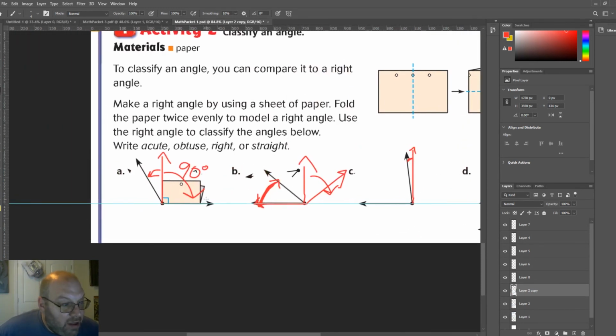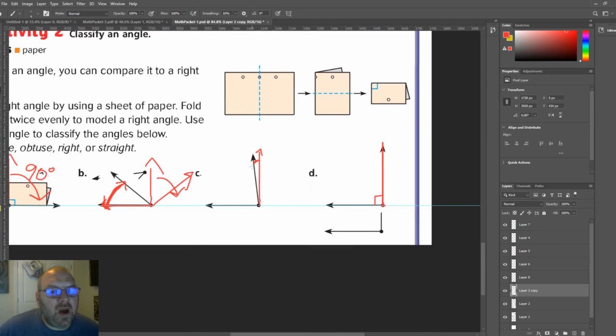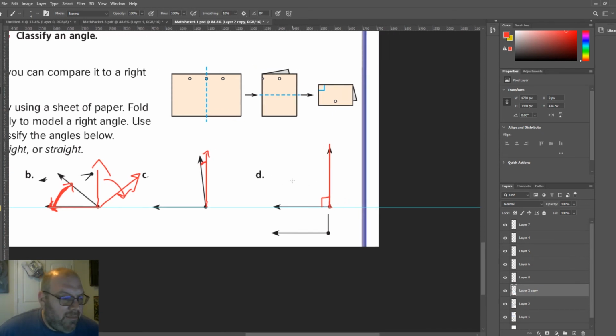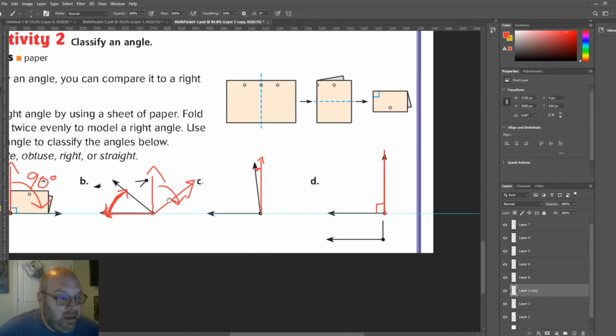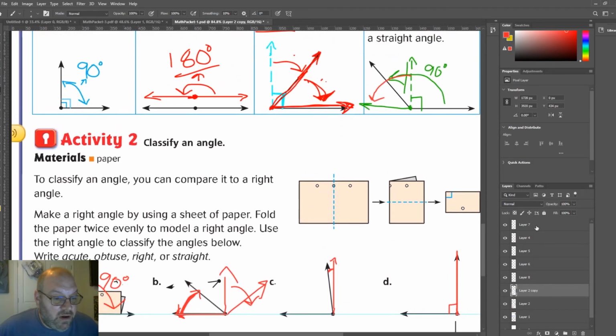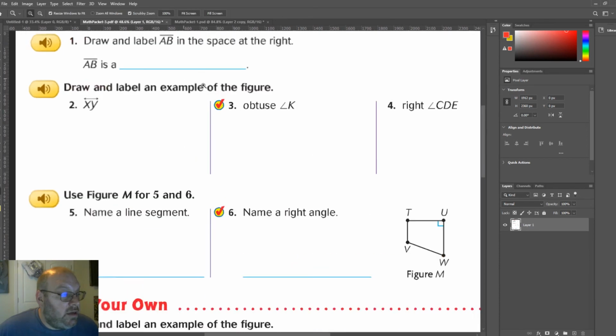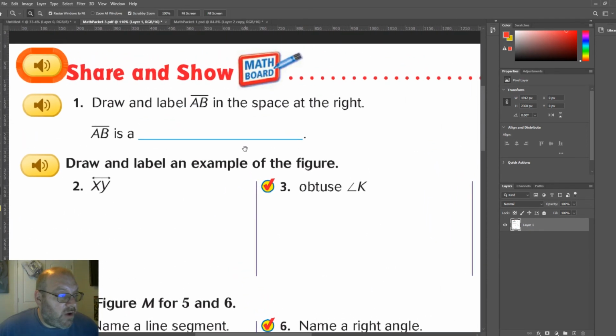We said A was obtuse. Okay? We said B was acute. We said C was also acute, although it's very close to being right. And D was a right angle. Okay? So that's everything we need to know for our assignment. Let me go over a couple of these really quick so you know what we're looking for.